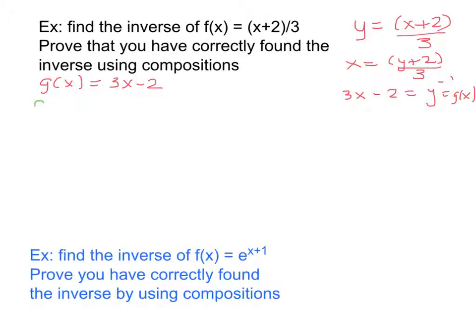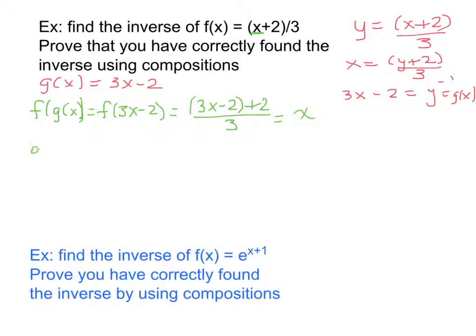So f of g of x gives me f of 3x minus 2. I put that g of x in. Now I'm going to take this expression and put it in wherever x is in my original function. So I'm going to get 3x minus 2 plus 2, that whole thing divided by 3. Well, those parentheses are meaningless, so I really have 3x plus 2 minus 2. The plus 2 and minus 2 are going to go away, so I'm going to have 3x divided by 3, which ends up giving me x.